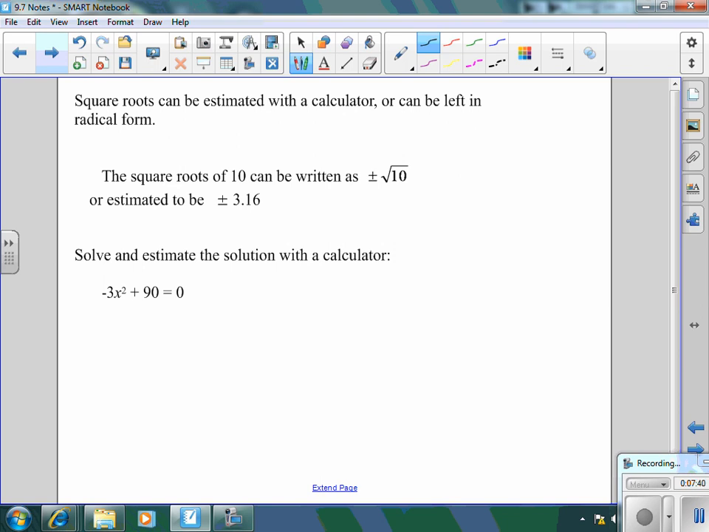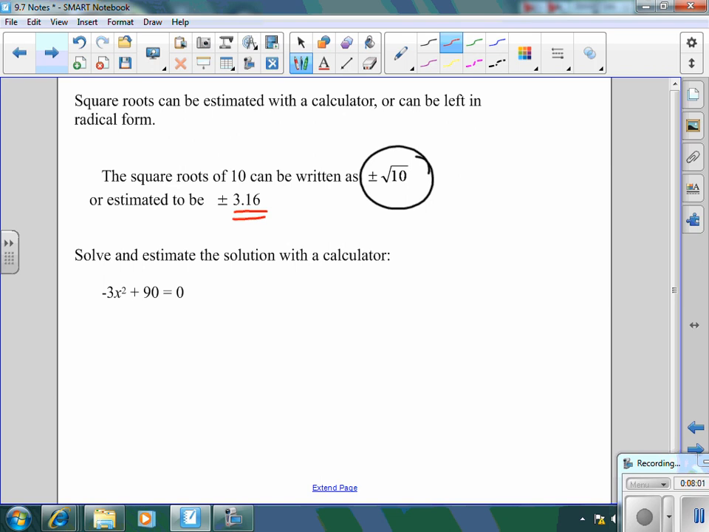So let's say I want to take the square root of 10. I could leave it as a radical, leave it as a square root, positive square root of 10, and then negative square root of 10. Or I can type in the square root of 10 into my calculator, and we get 3.16. That's an estimation, but it's close enough, especially if we were graphing.